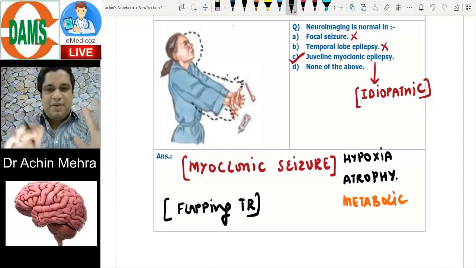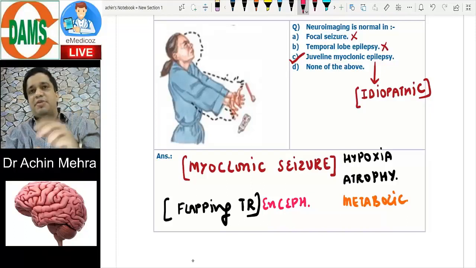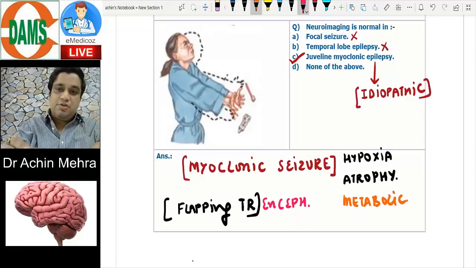If you remember, the flapping tremor happened in a lot of encephalopathies, right? Those common ones like the hepatic encephalopathy, the uremic encephalopathy, and the respiratory encephalopathy, also known as CO2 narcosis. Now, in the class, I've also explained this. This flapping tremor is also known by another term. Negative, yes.